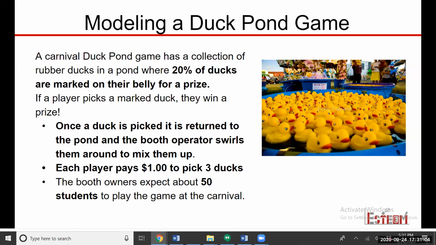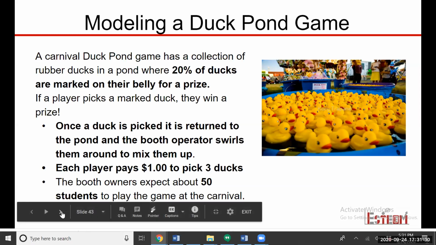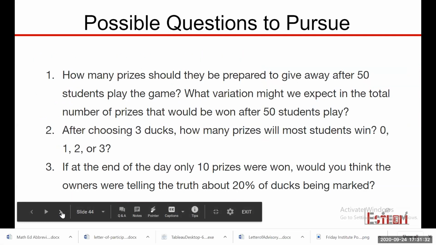I can't remember if it was Deborah or Cynthia, somebody was saying that they started with probability in their class this semester. You could absolutely give this task and ask some questions, and some of the answers could be done by computing some probabilities. But we're not going to. We're going to instead use a modeling approach.